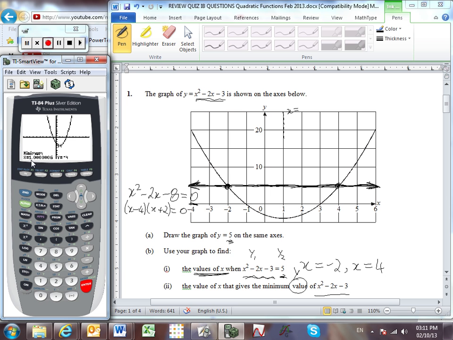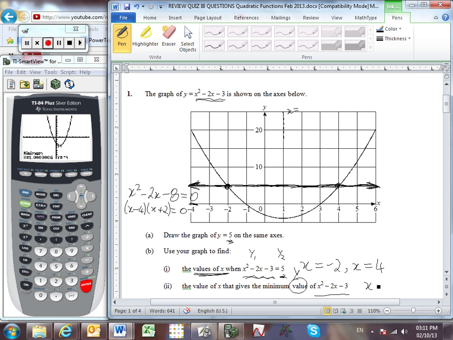Now we need to know how to interpret our calculator values. 1.000006, of course, that is simply x equals 1. The y value is not relevant here because it's only asking for the value of x that gives the minimum value. So it turns out that in this case the graph actually was accurate, but you shouldn't have assumed so. Much better to use your calculator or some other method in order to find the vertex there.